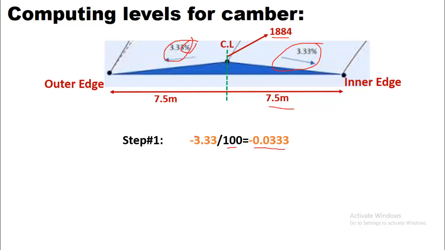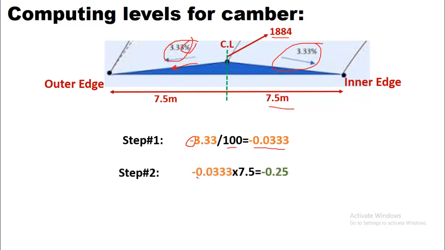The minus sign is added over here because, as you can see, the center portion is elevated and the outer edge is lower than the center line. So this slope should be taken as minus because this edge is lower, and it is obvious in the drawing. So this minus sign should be used with this value.